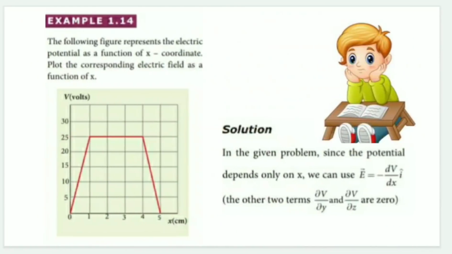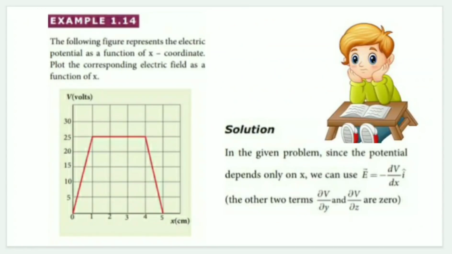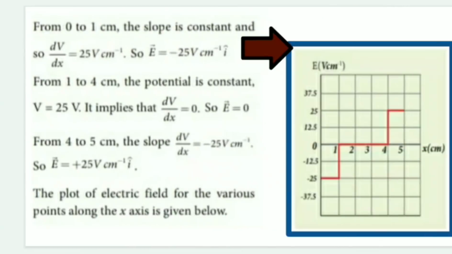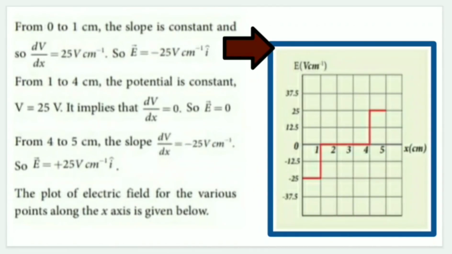Okay children. Now from 1 to 4, the potential is maintained as a constant. So dV by dx should be equal to 0. The rate of change of the potential is 0, dV by dx is 0. So automatically E is also equal to 0.